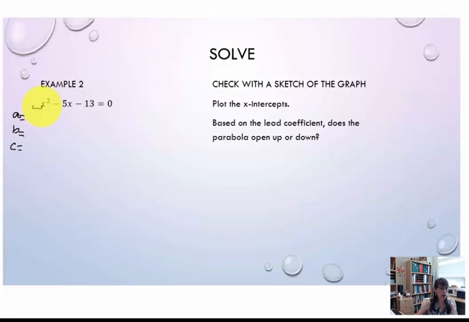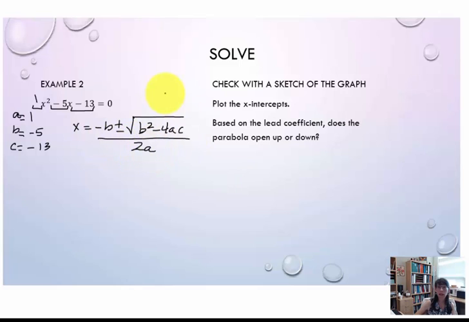For a, it doesn't look like any number is written, but remember that means it's positive 1. B is the middle coefficient, that would be a negative 5, and C is our constant term, negative 13. So x equals minus b plus or minus the square root of b squared minus 4ac, all divided by 2 times a. Let's make our substitutions.